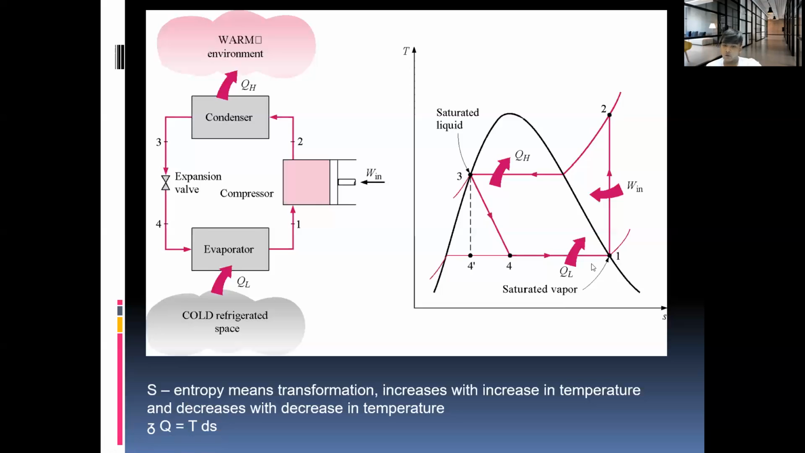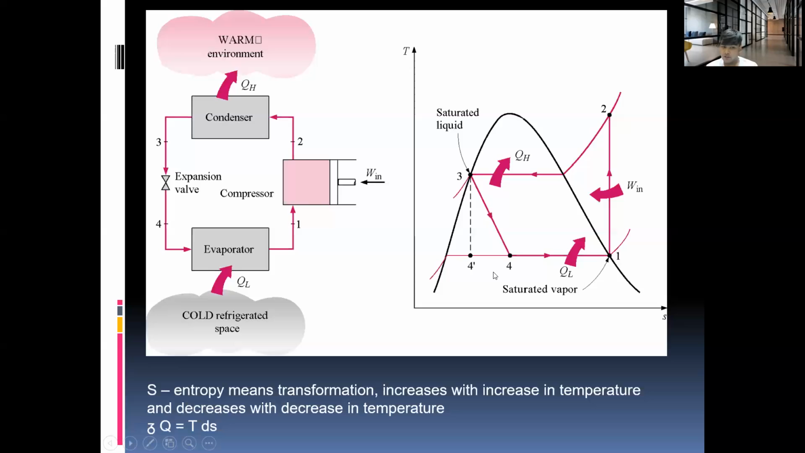Again, from 2 to 3, what is 2 to 3? It enters into your condenser. Once it enters into your condenser, the refrigerant changes its phase, that is from vapor to liquid. So here there is some temperature drop. Your temperature is dropping, and that is stated in the graph.